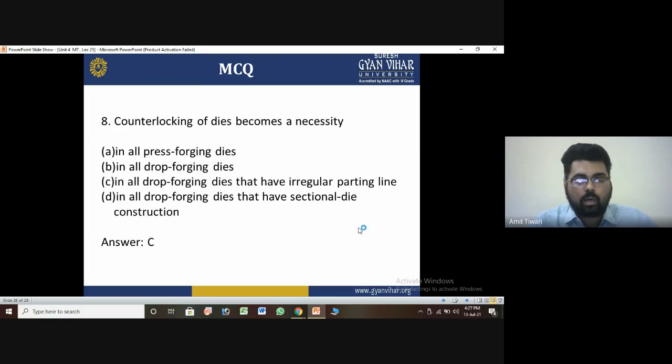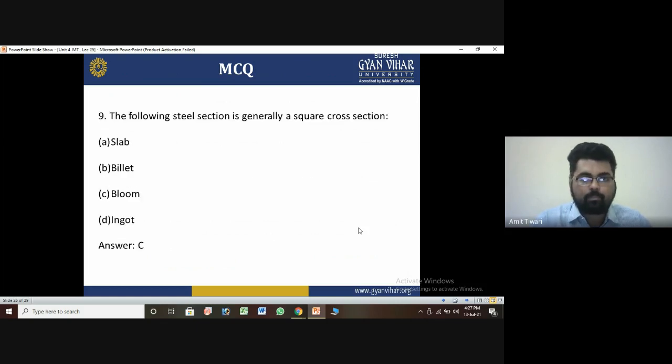Eighth question: counterlocking of a die becomes a necessity: A, in all press forging dies; B, in all drop forging dies; C, in all drop forging dies having an irregular parting line; and D, in all drop forging dies having a cross sectional line construction. C is the answer: in all drop forging dies having an irregular parting line, it is used.